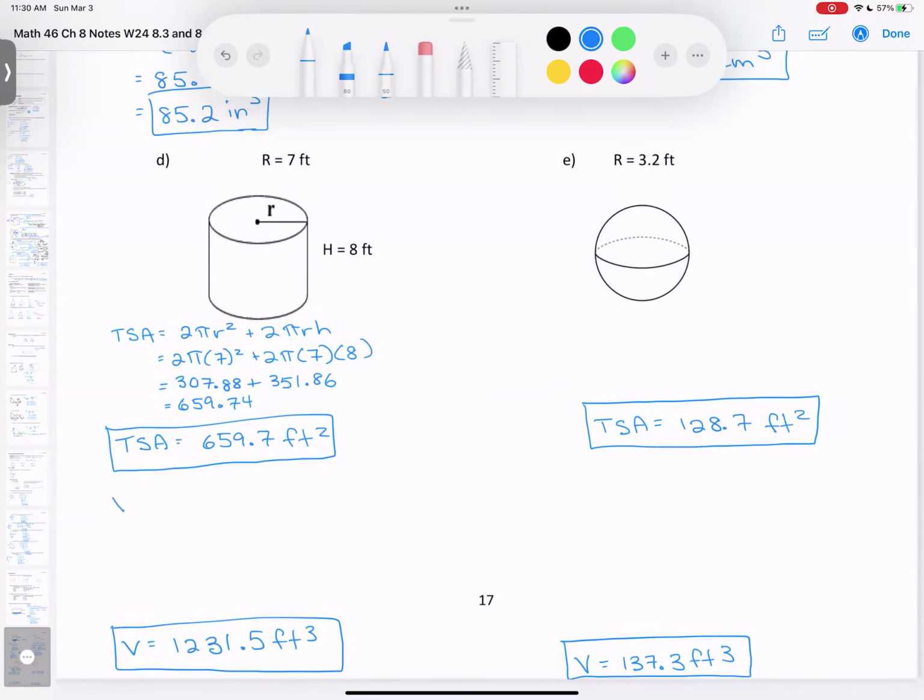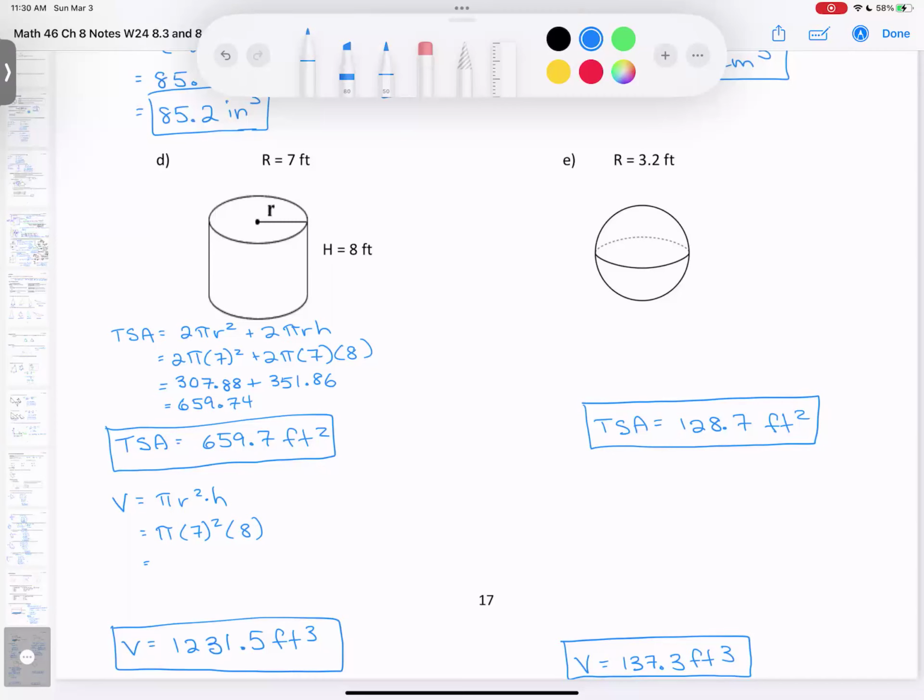All right, moving on to volume. We're looking for volume of a cylinder, which is pi r squared times h. So let's input the values we know. R is 7 and h is 8. And so now we're going to calculate this.